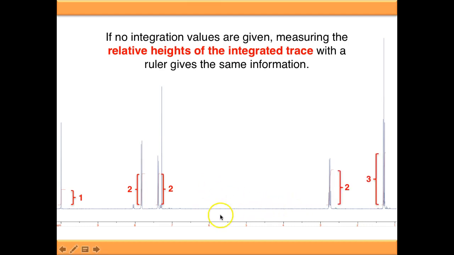So if you ever get a spectrum where you don't have the absolute data, get a ruler out, measure the heights of the integrated traces, and that should give you the same data.